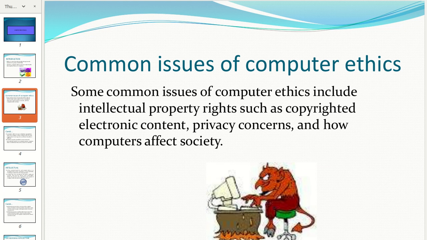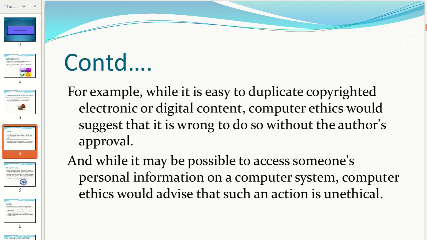Okay, so these are some of the common issues around intellectual property and our use of computer applications or computer software in general. Moving on, another example that is often quoted is that it is easy to duplicate copyrighted electronic or digital content. Okay, but computer ethics would suggest that it is wrong to do so without the author's approval.